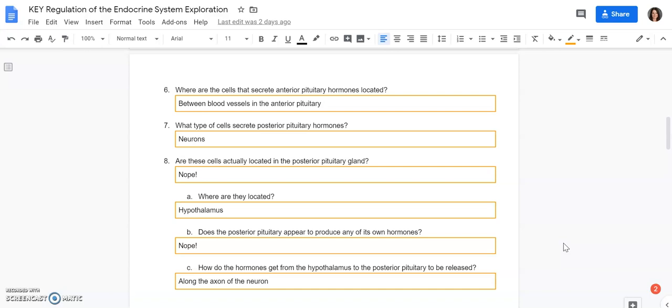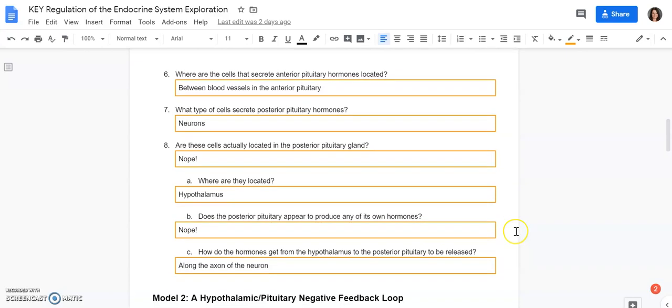And then does the posterior pituitary appear to produce any of its own hormones? No. So there's an argument whether or not the posterior pituitary is actually an endocrine gland because it does not produce its own hormones. How do the hormones get from the hypothalamus to the posterior pituitary to be released? It's along the axon of the neuron.